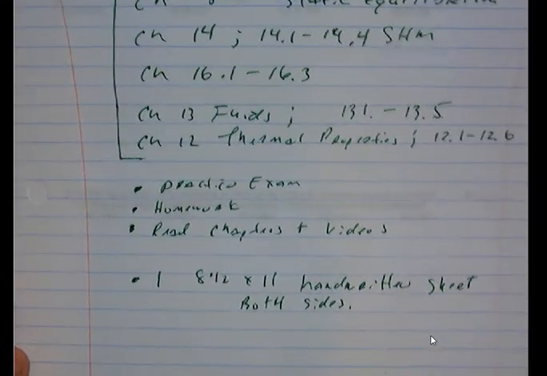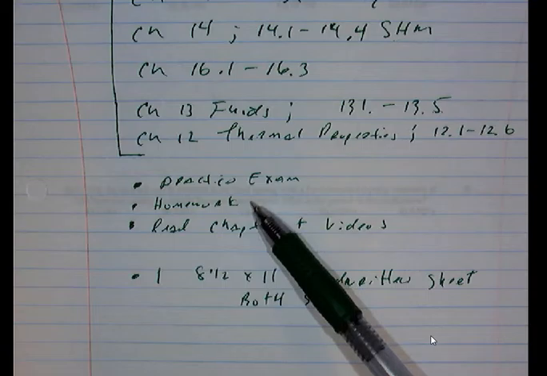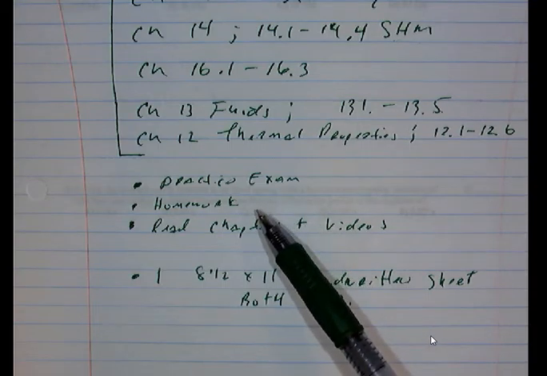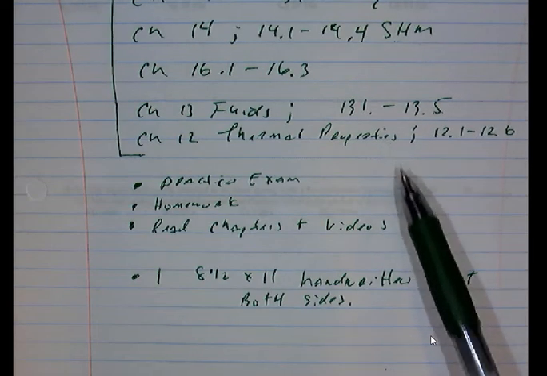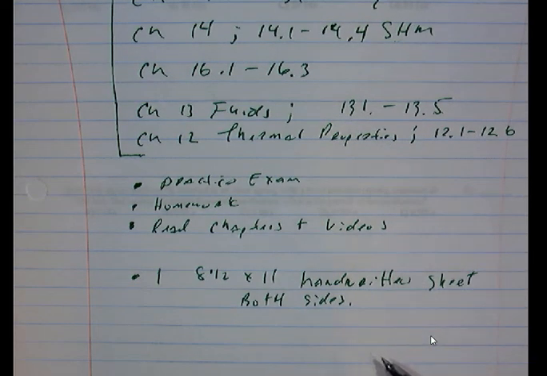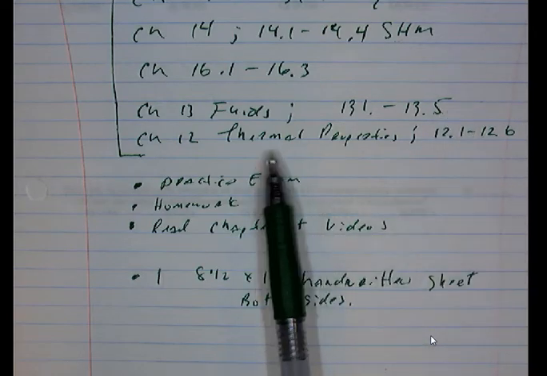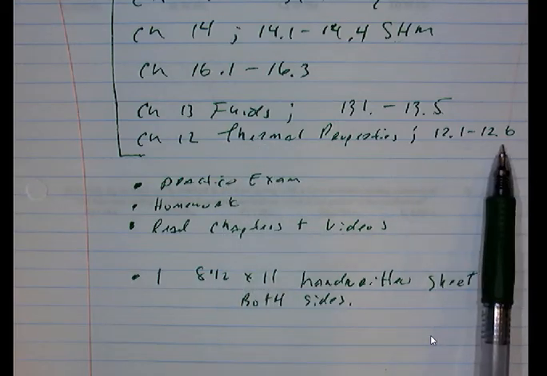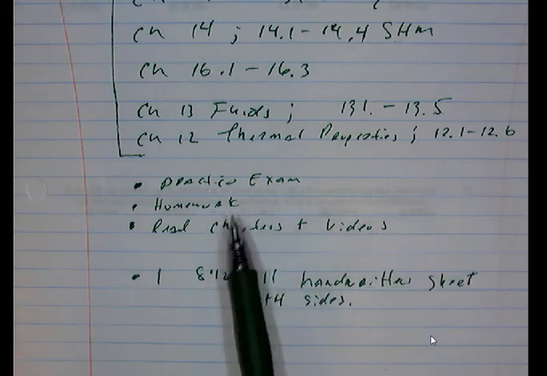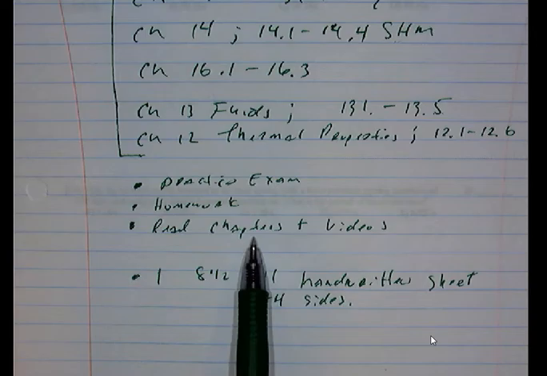Now, if I were going to study for this, I would definitely go over the practice exam, look at the homework questions. Now, we didn't have a homework assignment for section 13.5 or chapter 12. So for that, make sure you look through the example problems in section 13.5, and then also look at the example problems given in chapter 12, section 12.1 through 12.6. And another thing I would do if I was studying, definitely reread the chapters. If you don't have time to go through all the chapters, at least read the summaries, take a look back through the videos.